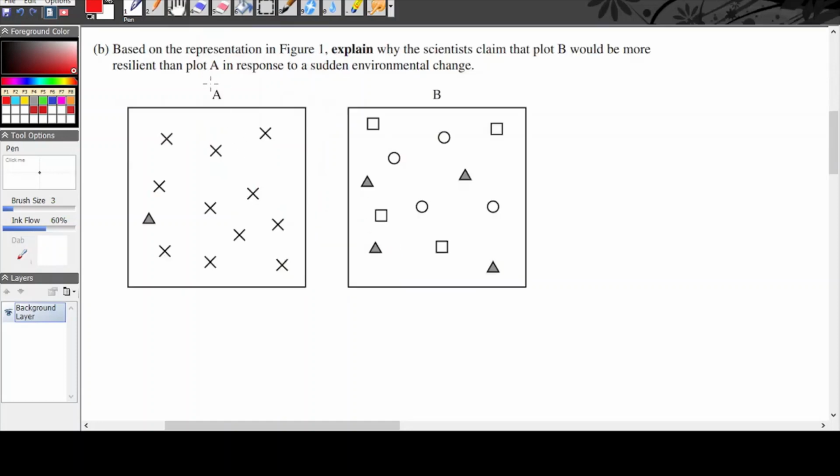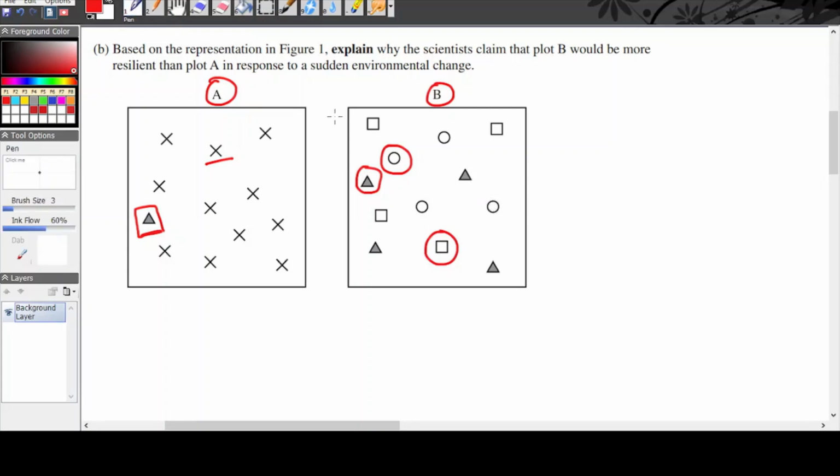Part B of question 5. Based on the representation in figure 1, explain why the scientists claim that plot B would be more resilient than plot A in response to a sudden environmental change. Now, if we note the difference between plot A and plot B, we can clearly see that plot A only has two different types of species, and even out of those two types of species, one of them is present in a very small quantity. As for plot B, it has a wide variety of different species, each of which is present in numerous quantities.